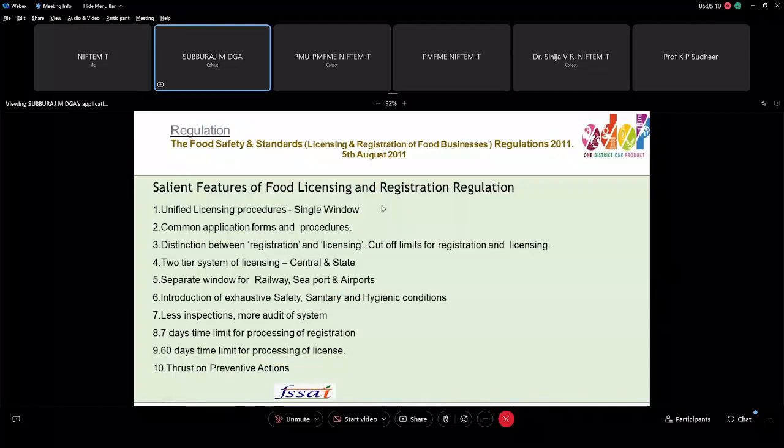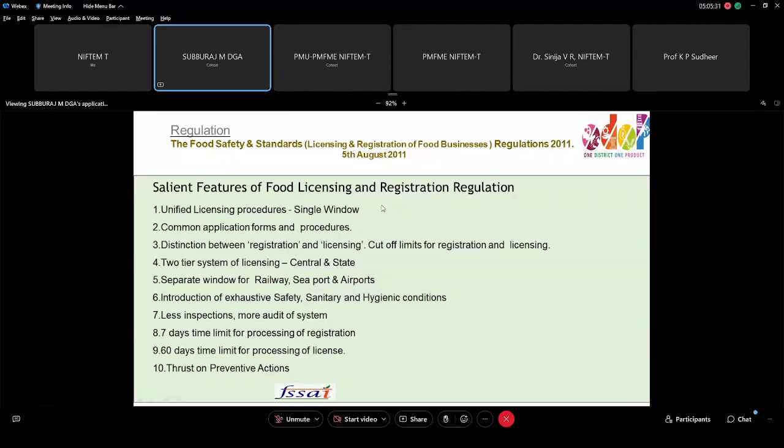Okay. So I already told you, the food safety license is very important. There is a single window system. No other agents. You just have to apply on postcos.fssa.gov.in. So there is a common application all over India. Same procedures only we are following.